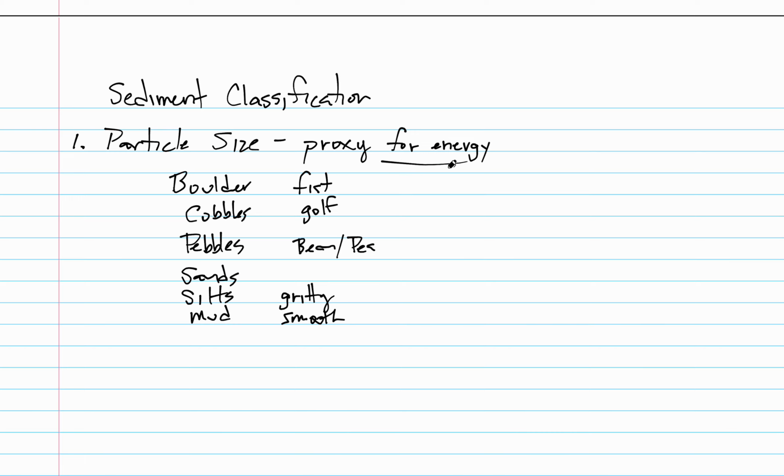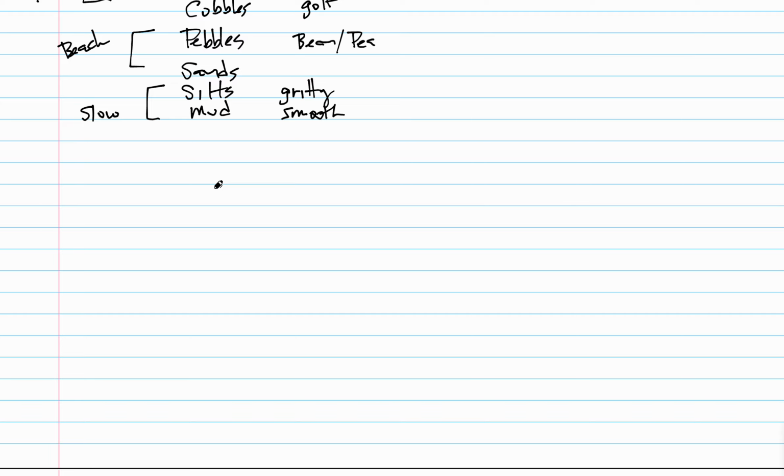All right, the key here is that it's a proxy for energy. Where would slow moving water land? It would be down here. A slow Mississippi kind of river would be depositing silts and sands. Pebbles would be something like on a beach or on a medium-sized river. And boulders and cobbles, we're talking massive floods, or something like a glacier that could be carrying boulders and cobbles. All right, that's particle size.